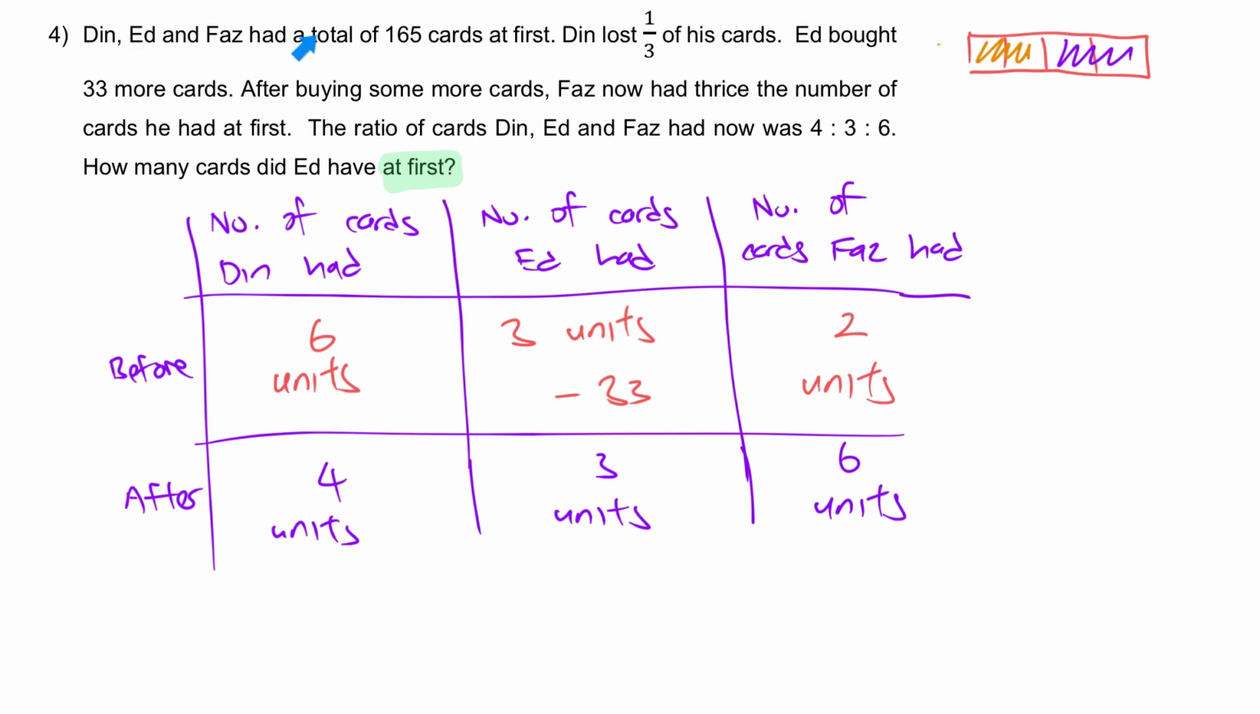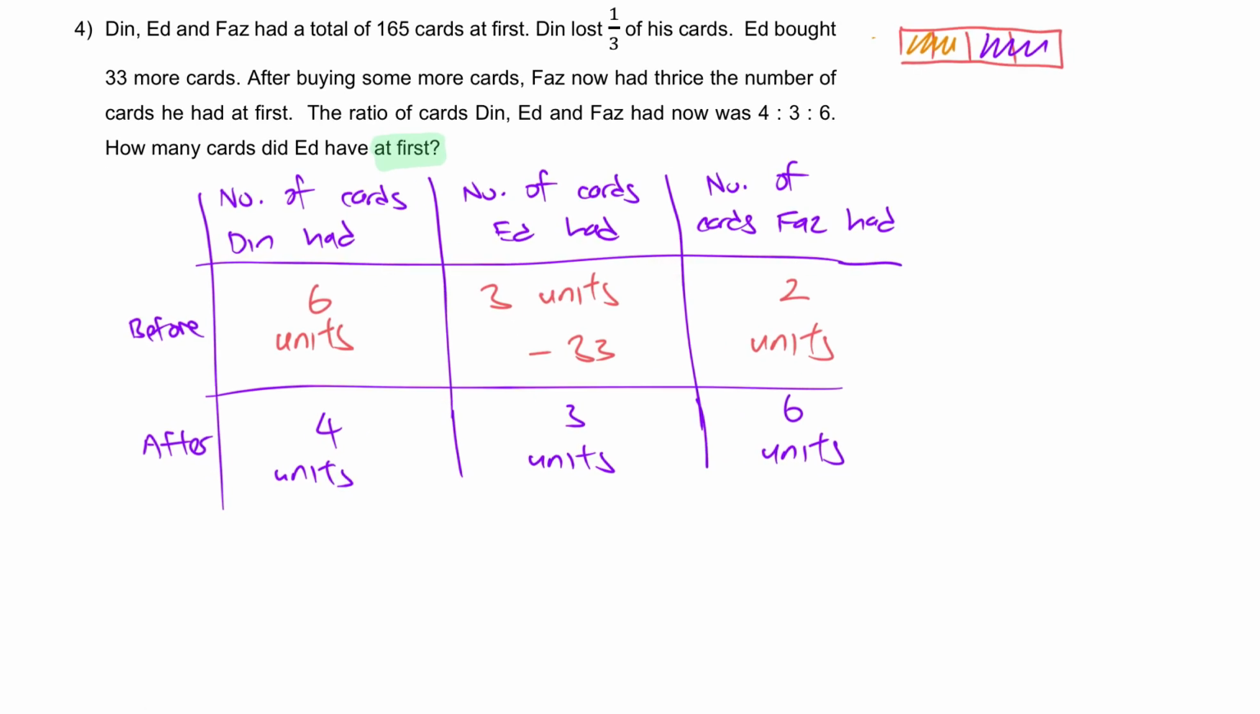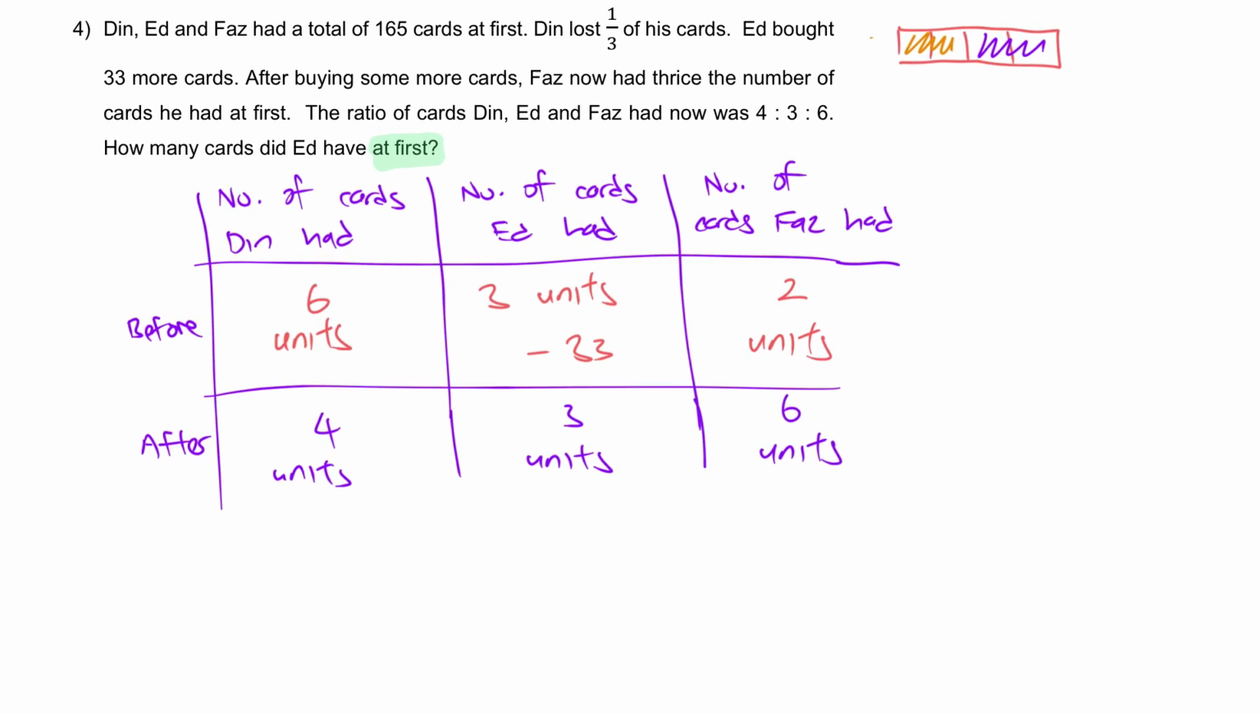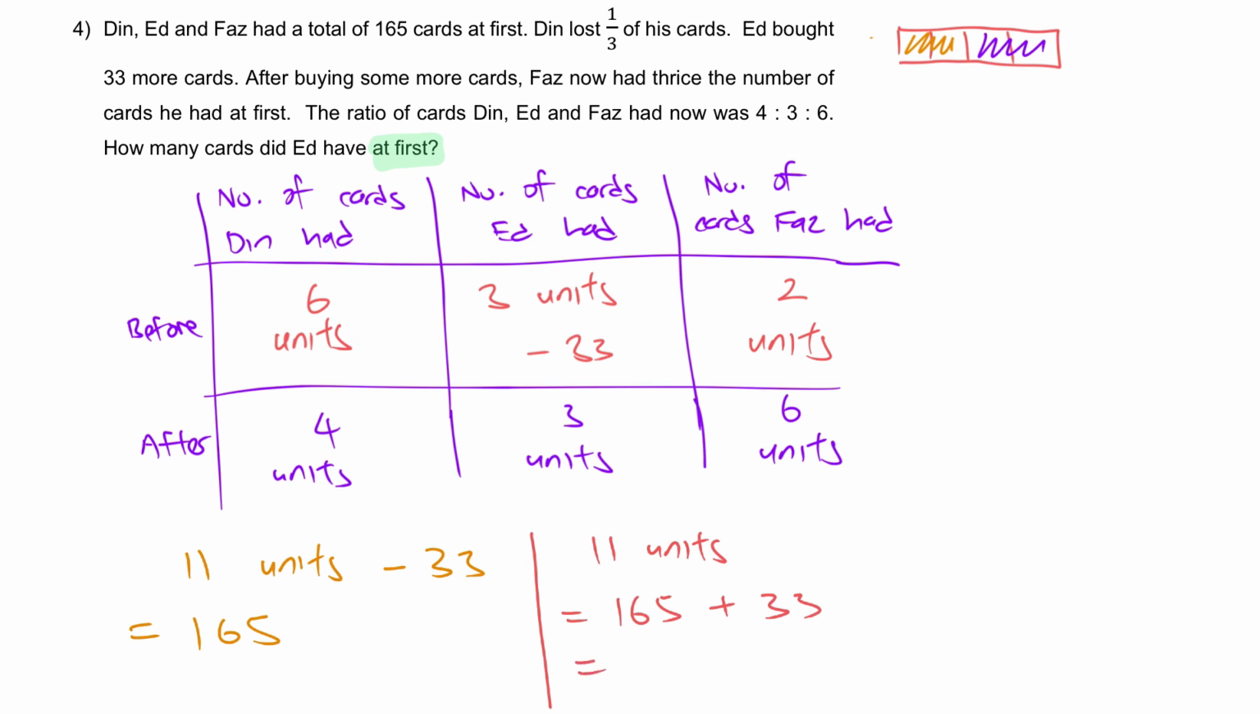First sentence, in total, they had 165 cards at first. This whole thing is equal to 165. So what is the total? It's this plus this plus this. That will give you 11 units minus 33. So 11 units minus 33 is equal to 165. What is 11 units? So 11 units will be equal to 165 plus 33 to give you 198.